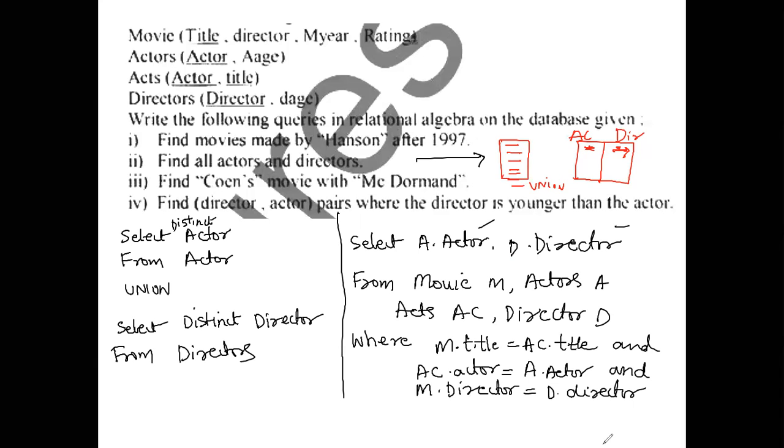So next, third one, find Cohen's movie with McDormand. Here, both of them are actors. Both of them should act in a single movie. So those movie names we must extract. Here both the names are given over here. So we must extract a movie name such that both of them have acted.